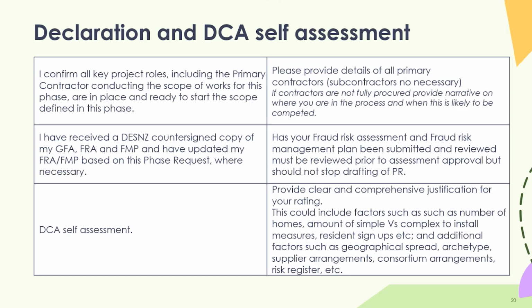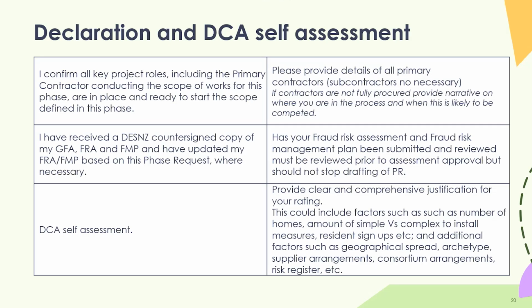I've received a countersigned copy of my GFA. Again, most of you should be in that position. What we've slightly slackened on is the FRA and FMP. So as long as you're in the process of submitting that and it's going through the review, we can still process your phase request. That's not a problem. Obviously, you would need the FRA and FMP to have been signed off in order to do the drawdowns, but we can certainly process the phase request and get that moving whilst the FRA and FMP stuff is still ongoing. And DCA self-assessment, I've already discussed that element, so I won't go into it in too much more detail, but yeah, just the more information, the better.